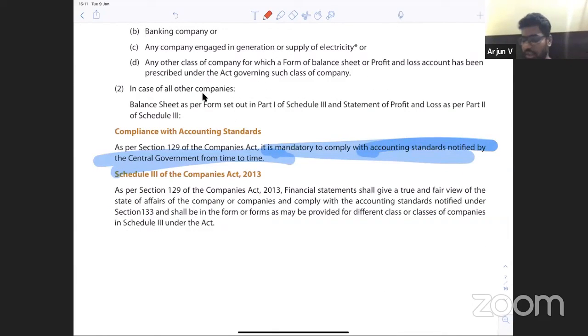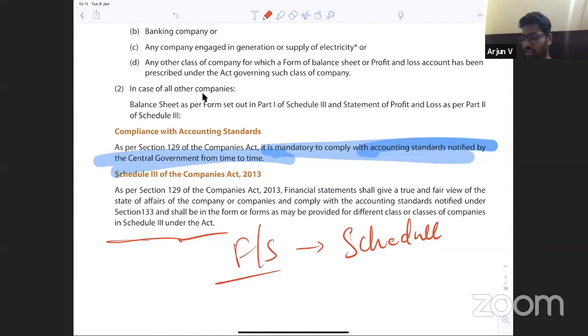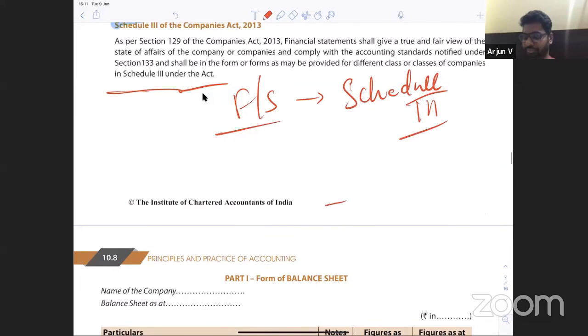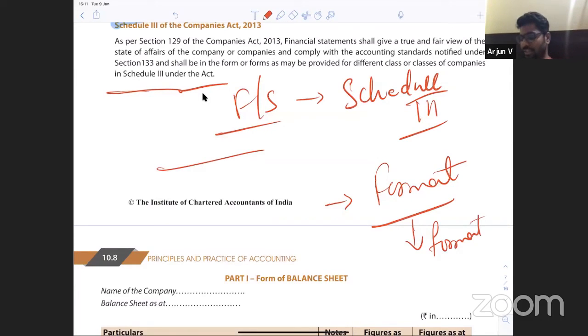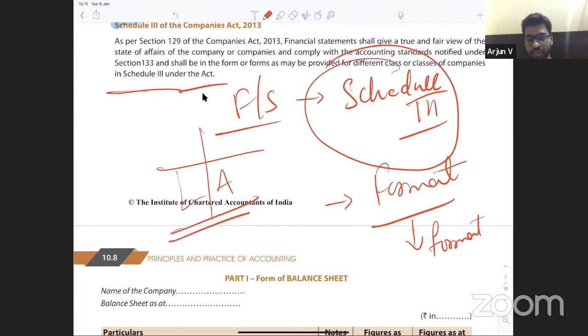Now, when we are doing our accounting, the financial statements, we have to make sure that we prepare only as per Schedule 3. Now, the Schedule 3 gives me a format, and I have to follow this format only. You cannot write assets one side, liability on another side. You have to follow the format given in the Schedule 3. Clear?